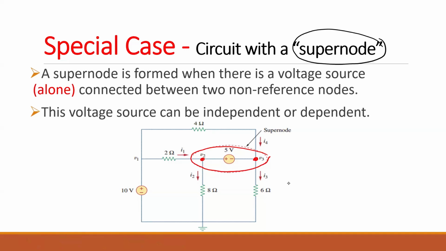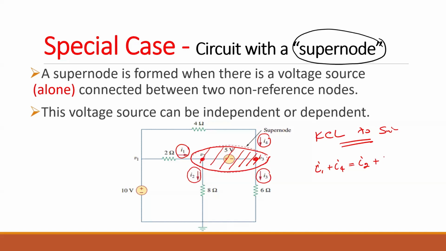When you have a supernode, you consider it as a single node and you apply KCL to the supernode. So what are the currents coming into the supernode? This is coming in, this is going out, this is going out, this is coming in. So you write I1 plus I4 is equal to I2 plus I3. This is how you write the KCL for a supernode. You just consider it as a single node.